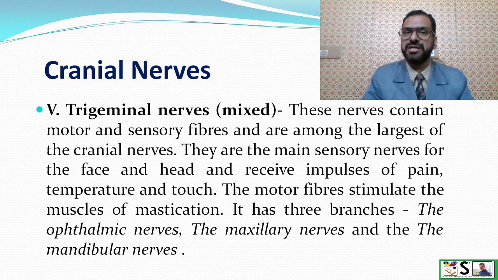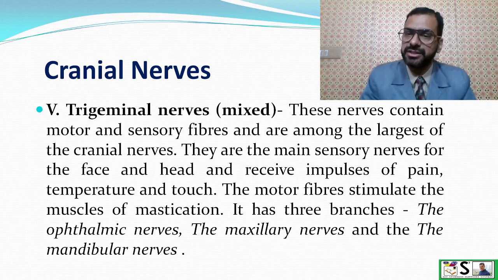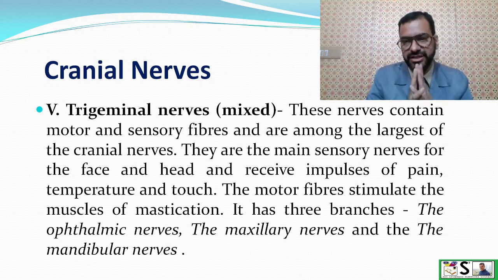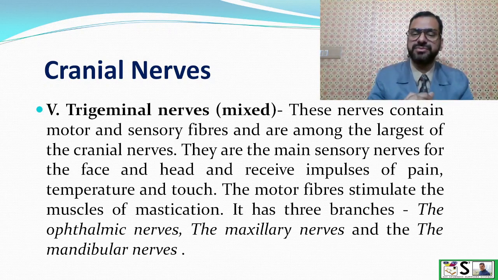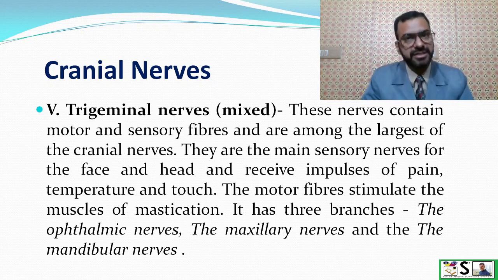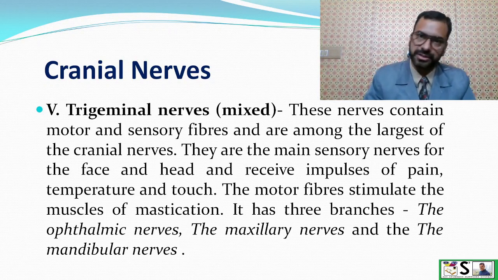Fifth one is the trigeminal nerve, which is a mixed nerve, meaning it contains both sensory as well as motor fibers. These nerves are among the largest of the cranial nerves. They are the main sensory nerve from the face and head and receive impulses of pain, temperature and touch. The motor fibers stimulate the muscles of mastication. It has three branches, the ophthalmic nerve, maxillary nerve and the mandibular nerve.